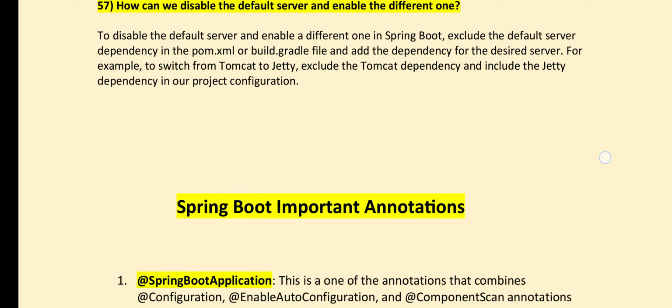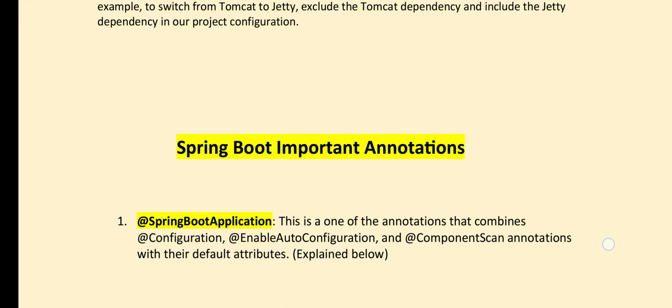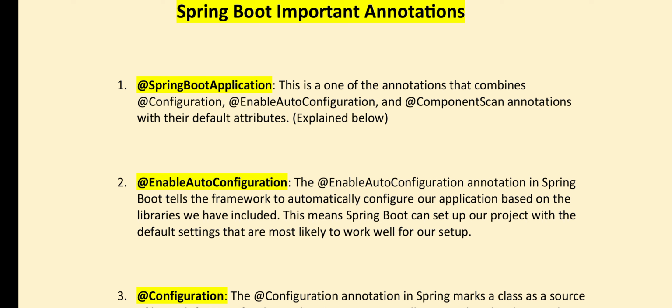So now we will learn what are the annotations we find in our Spring Boot applications. So first one, that is the main one, is @SpringBootApplication. This is one of the annotations that combines @Configuration, @EnableAutoConfiguration and @ComponentScan annotations with their default attributes. So now we can see what is @EnableAutoConfiguration.